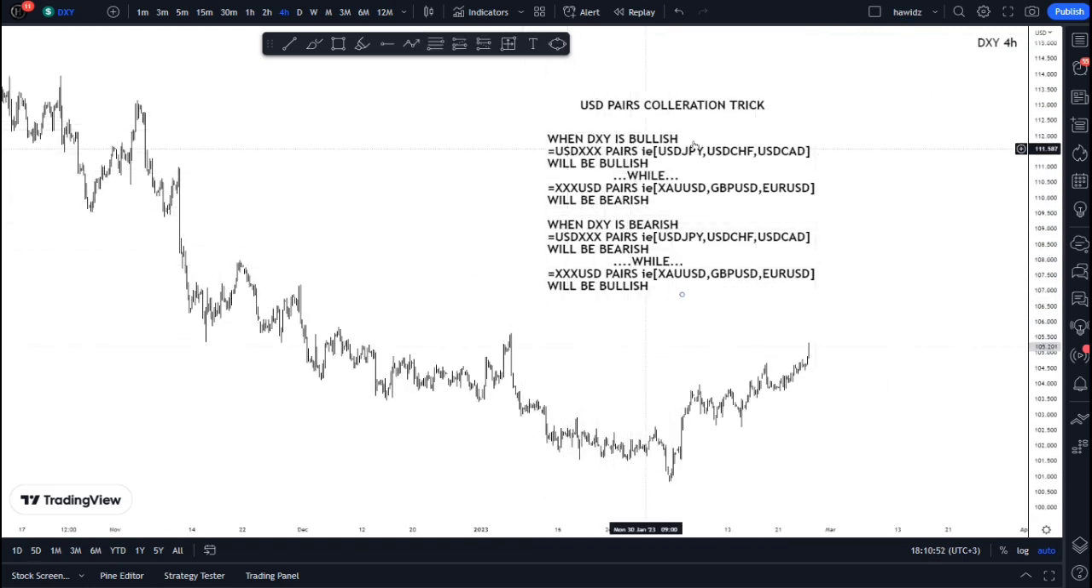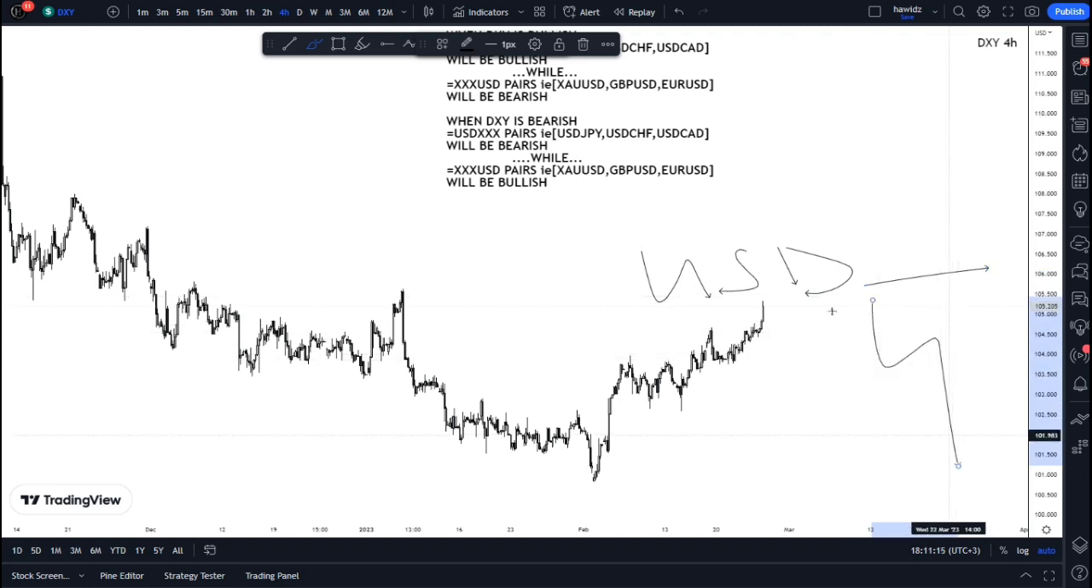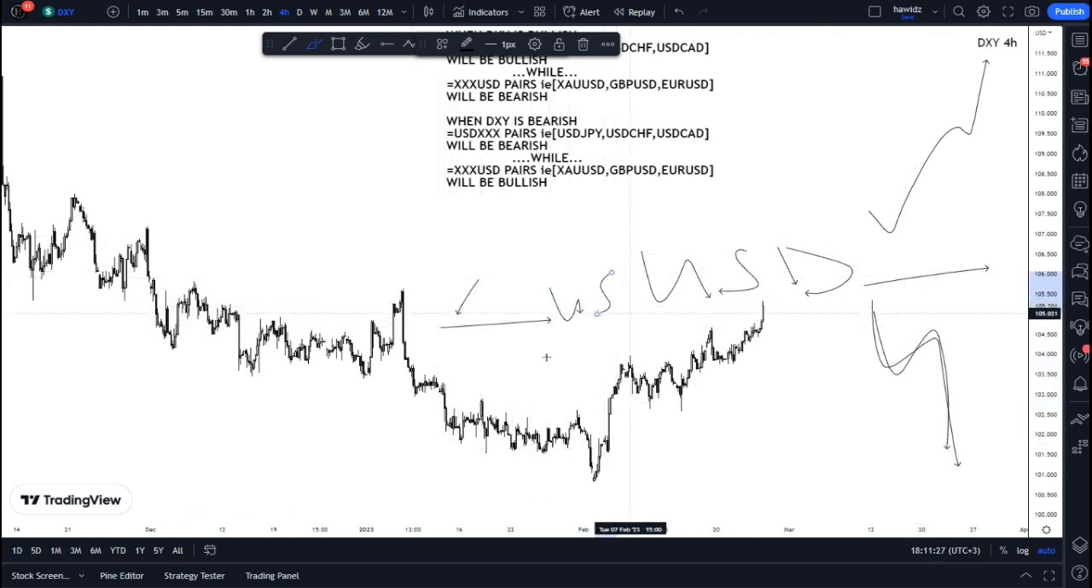This is the first scenario, when DXY is bullish. And when DXY is bearish, pushing in a downtrend like this previous trend here, then USD XXX pairs like USDJPY, USDCHF, and USDCAD will be bearish. So you have to understand this. If DXY is bearish, then all pairs starting with USD will also be bearish. If it's bullish, then these pairs will be bullish. And the opposite applies for pairs ending with USD, they'll push in the opposite direction to these other pairs.